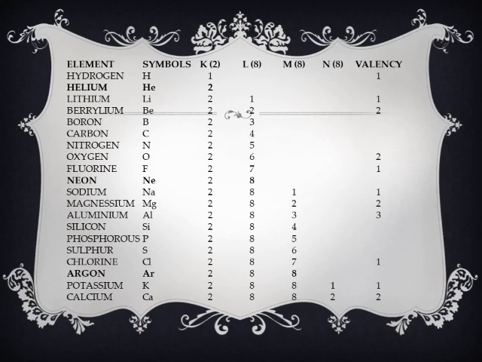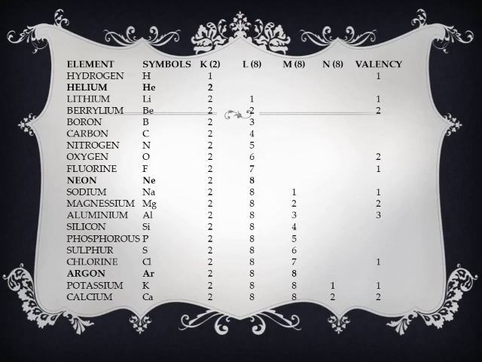Now I want to paint another scenario for you. In your exams, you might have come across a question. They might ask you, a sodium atom has 11 electrons. Since sodium is the 11th element, it has 11 protons, meaning it has 11 electrons. So if a sodium atom has 11 electrons, how many electrons will the sodium ion have?